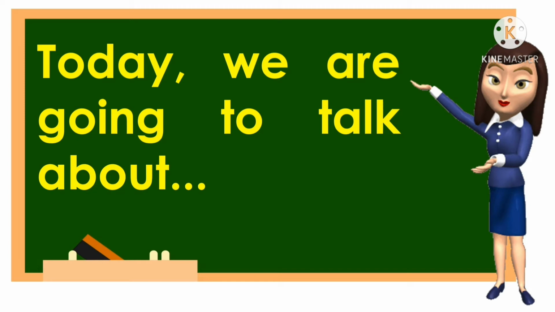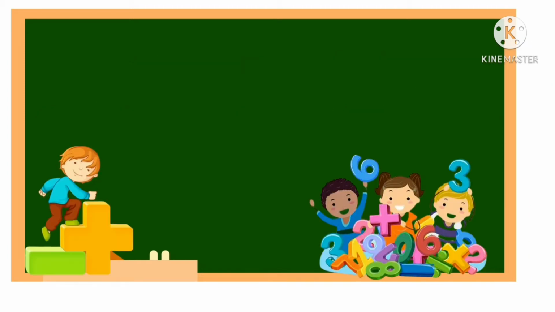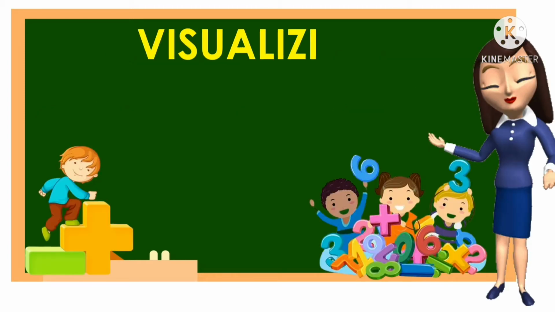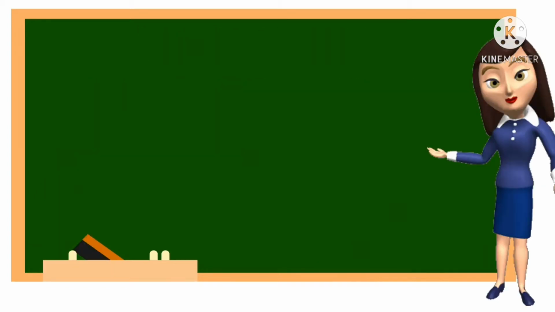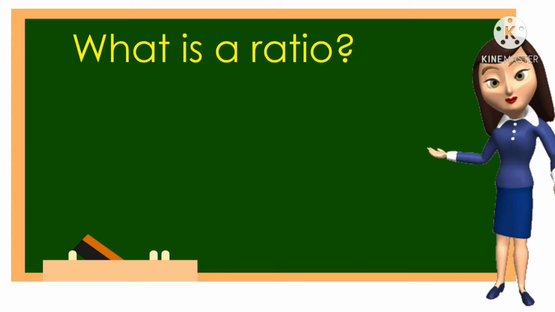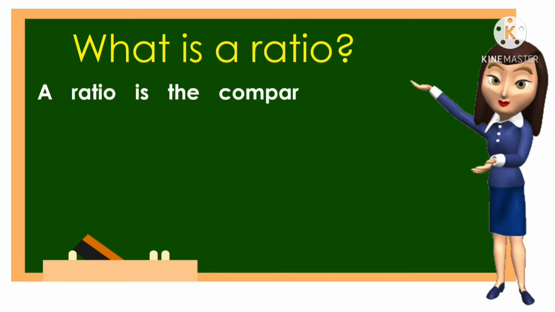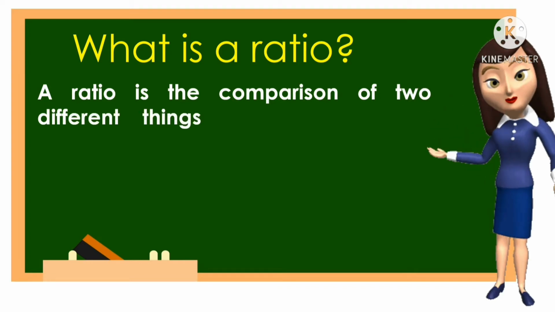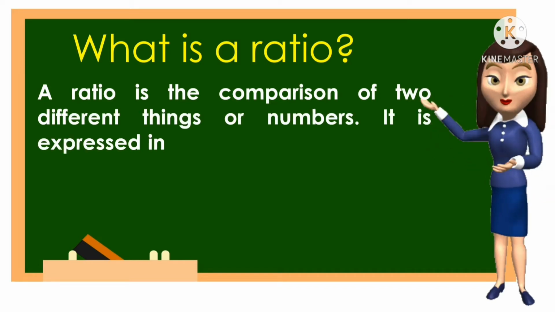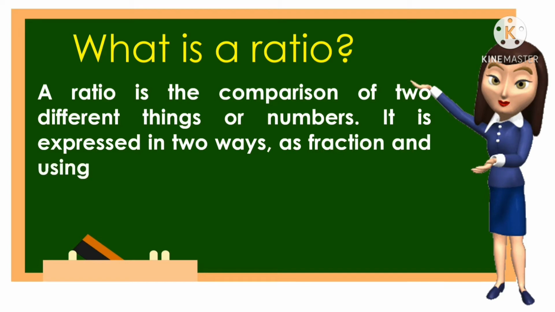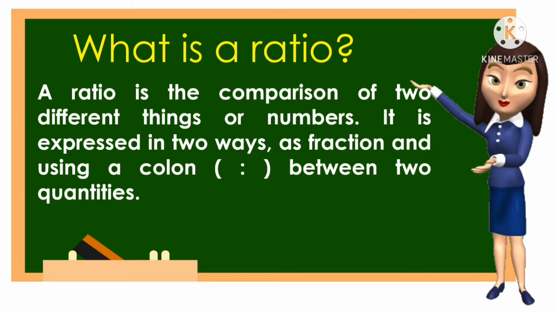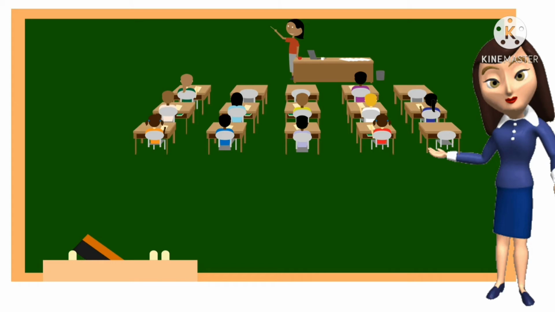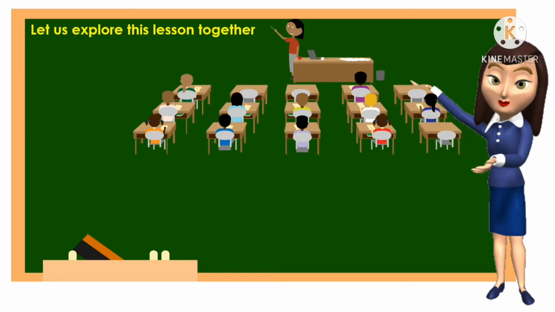Today, we are going to talk about visualizing ratio of two given numbers. What is a ratio? A ratio is the comparison of two different things or numbers. It is expressed in two ways, as fraction and using a colon between two quantities. Let us explore this lesson together.